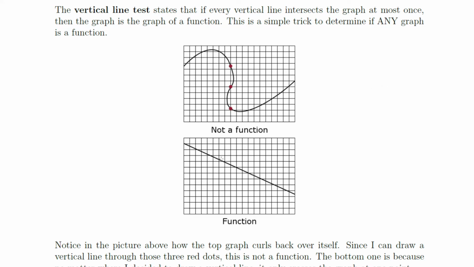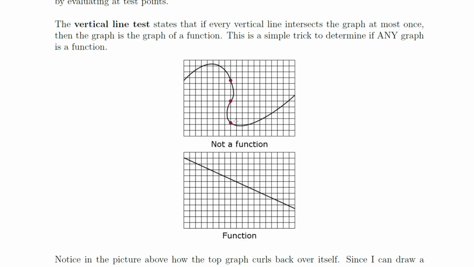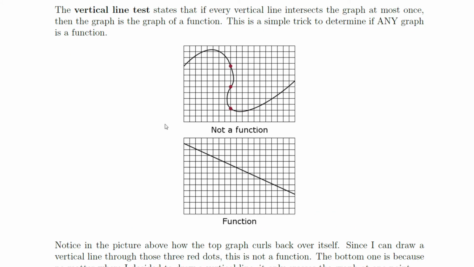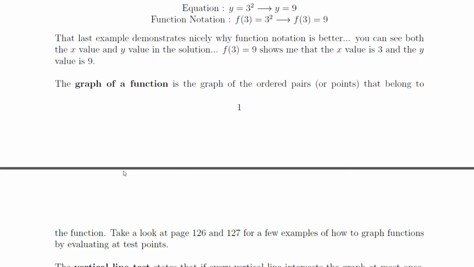The vertical line test means that every vertical line that I draw can only touch the graph once. It cannot touch more than one time. Okay, so it's just a unique little trick to test whether or not you have a function. This is something that will show back up if you go to college algebra after this course. So just keep that in mind as we go through.